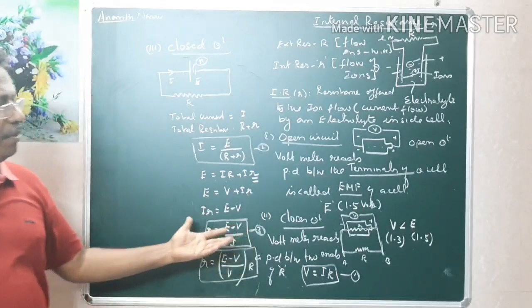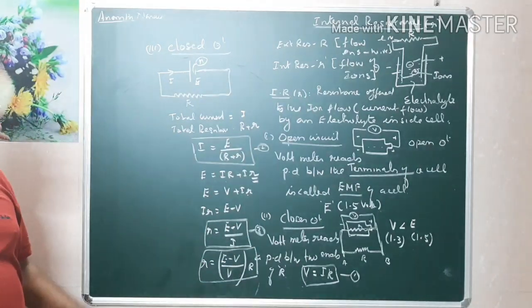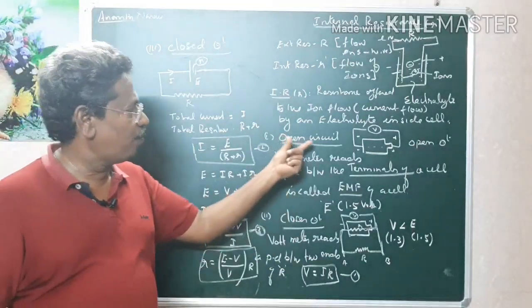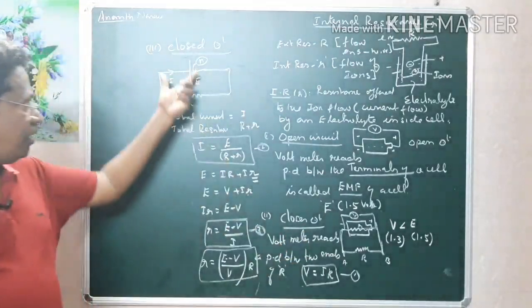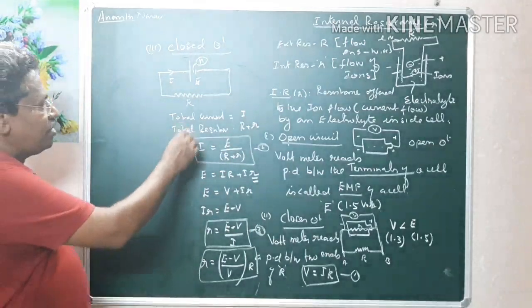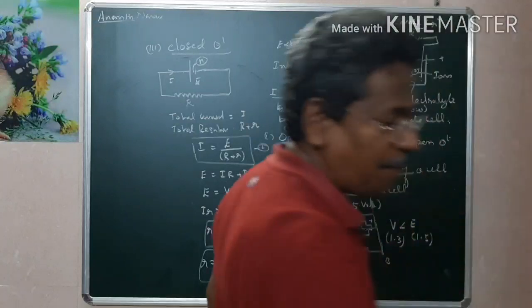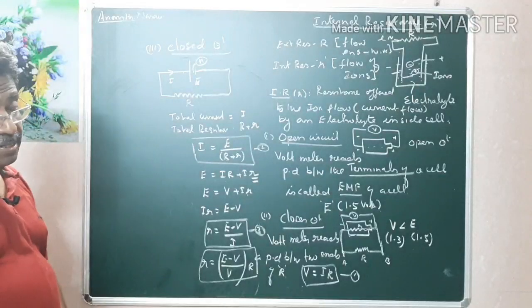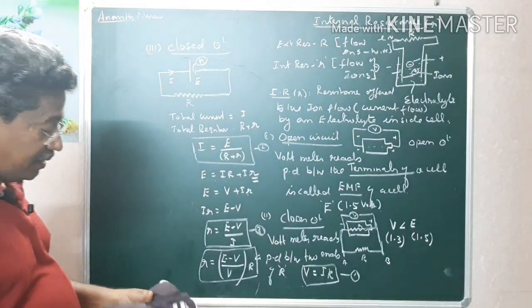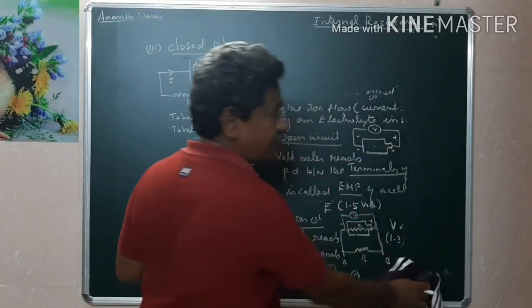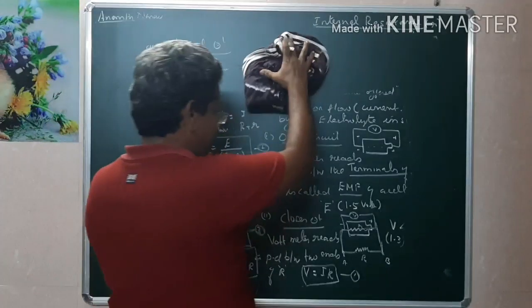This is an important 3-mark question. You can write it even in a simple way. Therefore, the 3 important points are open circuit and closed circuit, and this expression is very important. Now let us see what will happen when the cells are connected in series and when the cells are connected in parallel.